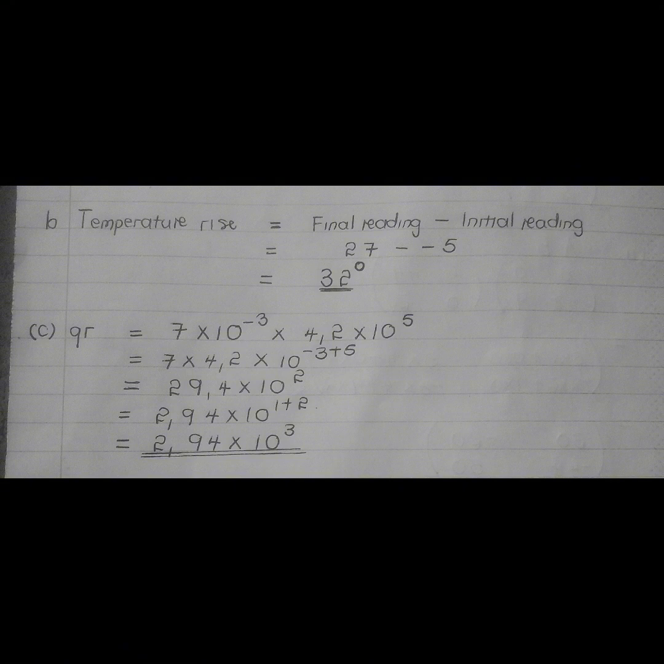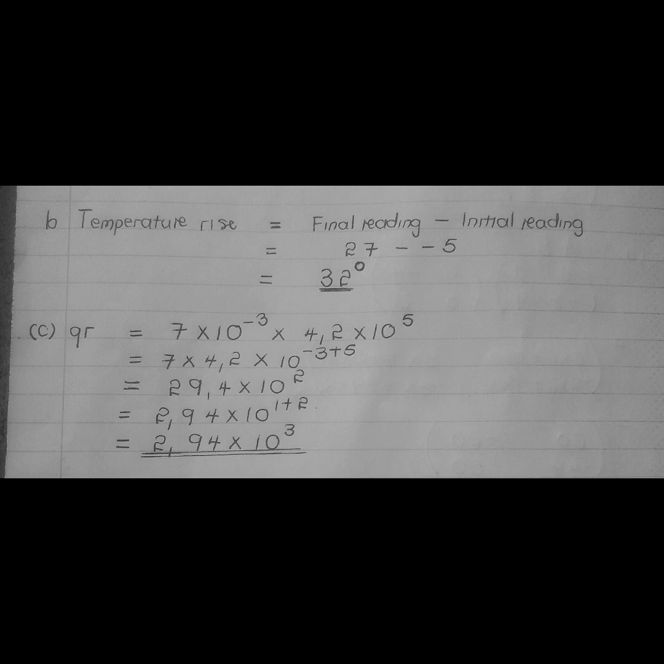You need to understand that standard form values range from 1 to 9. So we are going to convert 29.4 to be in standard form. It is going to be 2.94 times 10 to the power of 1. And we are going to add that power to the 10 to the power of 2, so that our final answer is going to be 2.94 times 10 to the power of 3.